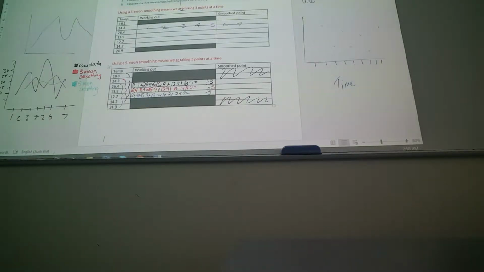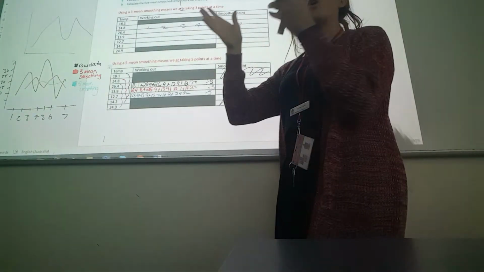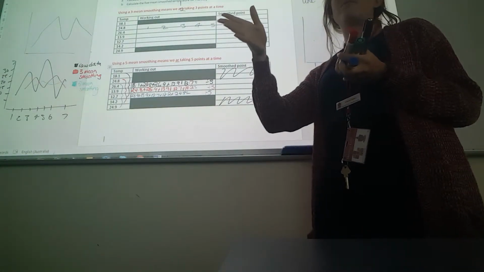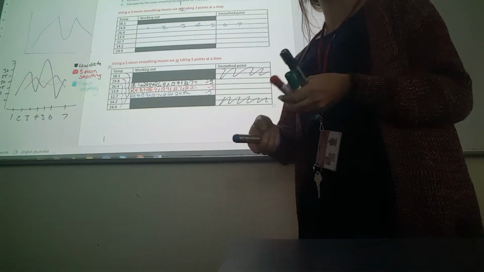And annoying as it is drawing these graphs, it's really good to practice them because in your exam, an exam question would be something like they've been given raw data, they've plotted the raw data graph, and then you might have to find one or two three mean smooth points, and then plot those points on the graph. Does that make sense? So knowing how to do that is quite important, because that's quite a common exam question.